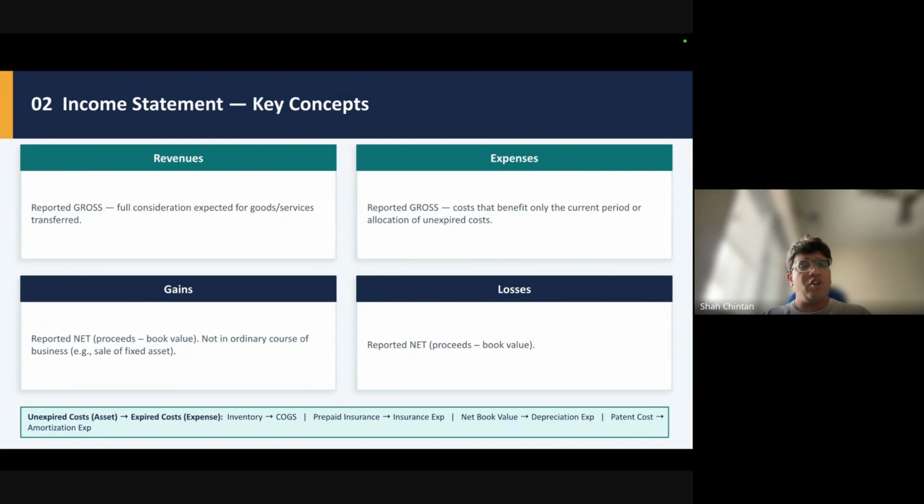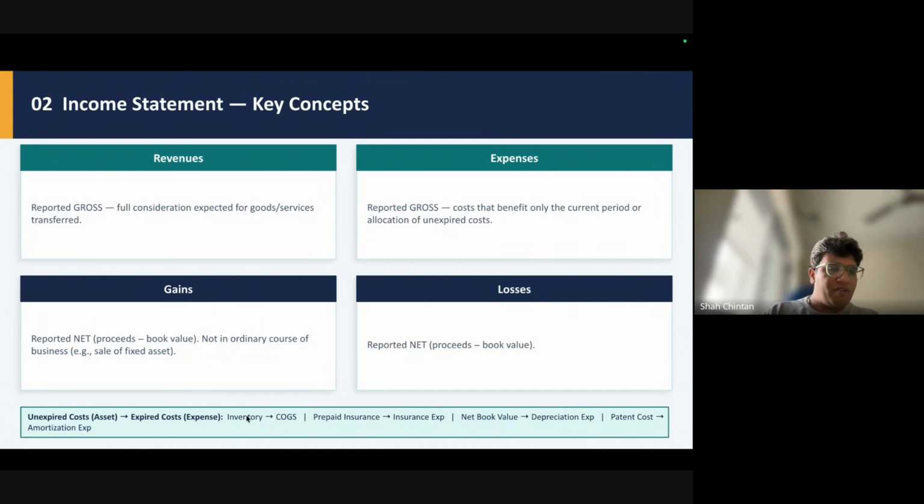Whenever there is a gain or loss which is not in the ordinary course of the business, either an extraordinary item or just a one-time item, you present and disclose them separately, so the user of the financial statements can understand that these gains and losses are not repetitive in nature.